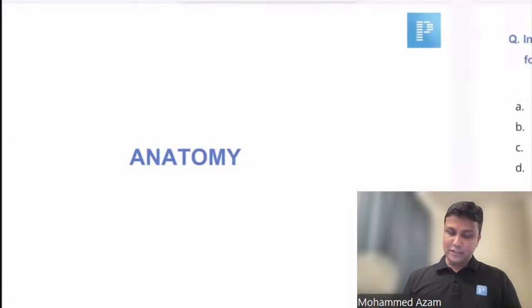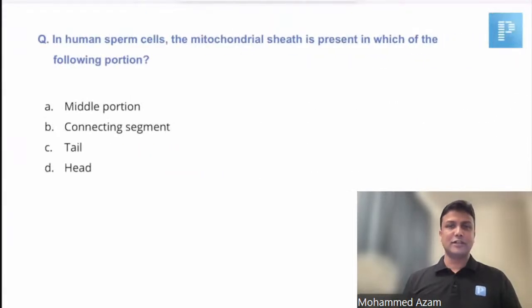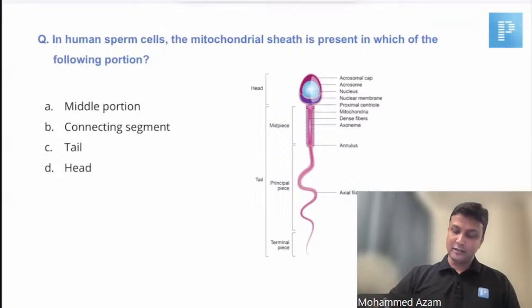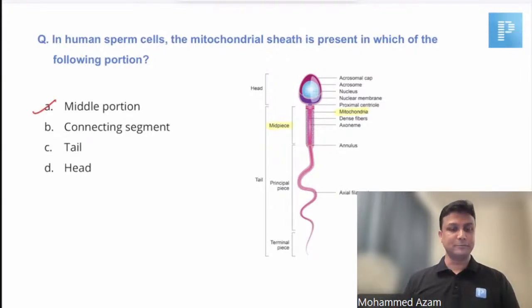The first question, a simple one: in human sperm cells, the mitochondrial sheath is present in which of the following portions? The middle portion, the connecting segment, the tail, or the head? Everyone knows very well, if this is the structure of the spermatozoa, you can very clearly see the mitochondria are mainly located in the middle piece. So the answer for this question will be the middle portion.